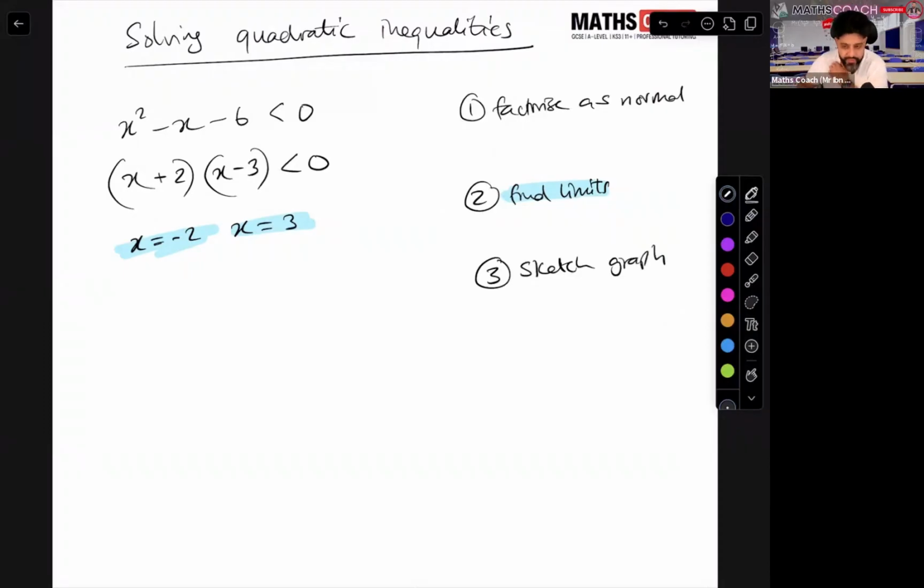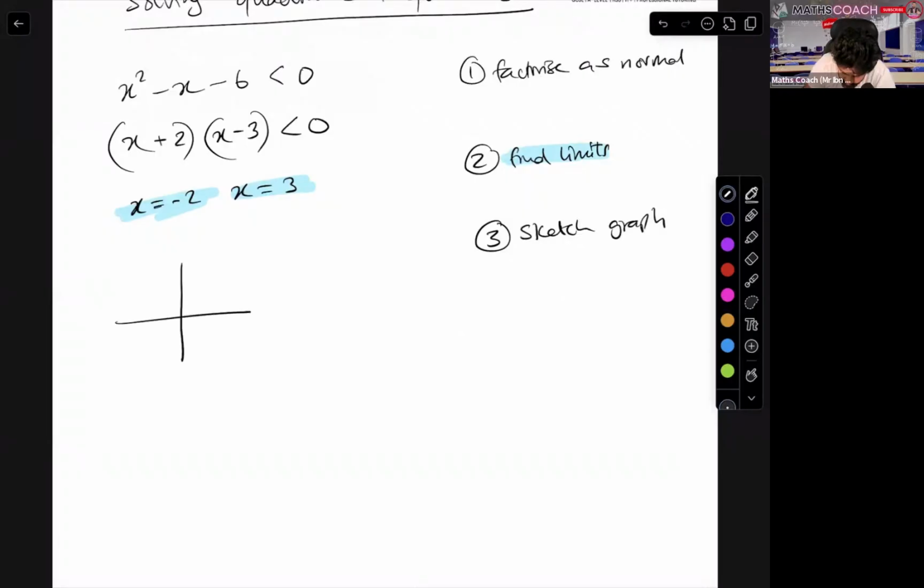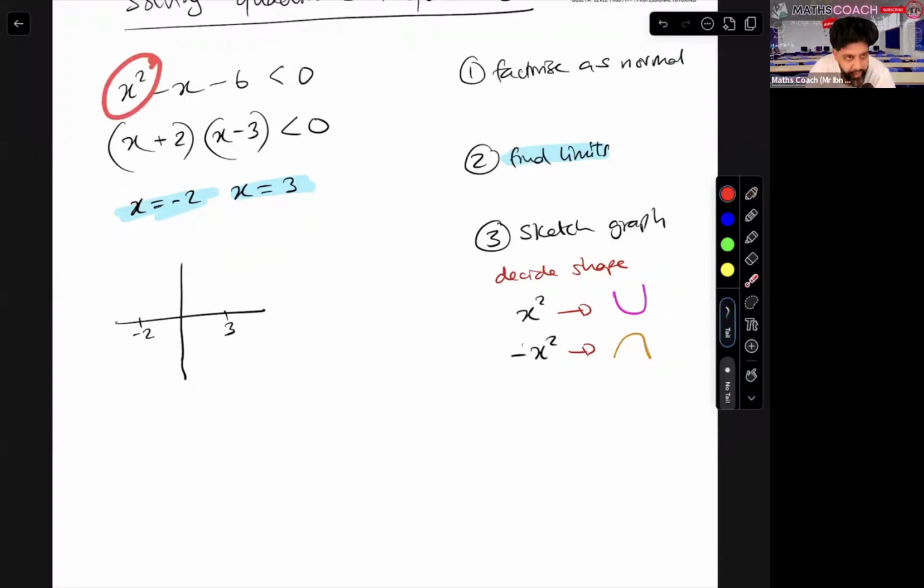The sketching of a graph is a skill of itself. There, you draw this, -2 goes there, 3 goes there, and then you decide on the shape. So decide shape. If you've got an x squared, then it's going to be a positive graph. If you've got a negative x squared, then it's going to be an upside down graph. Here, can you see you've got a positive x squared, so your graph is going to look like that.